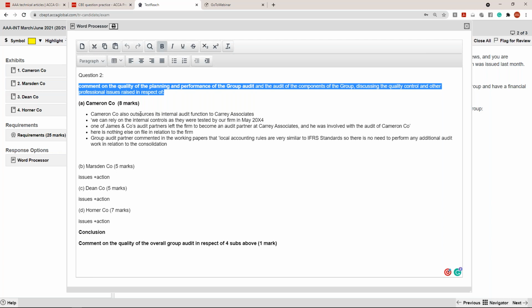Then the last point we got was the group partner. The group partner was saying that the international financial reporting standards and the local standards are very much the same. So there is no need to perform any additional work in relation to consolidation.